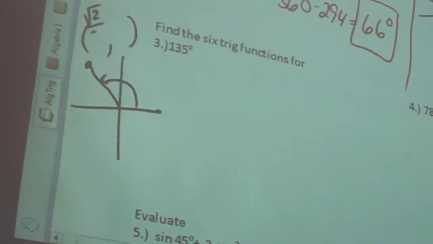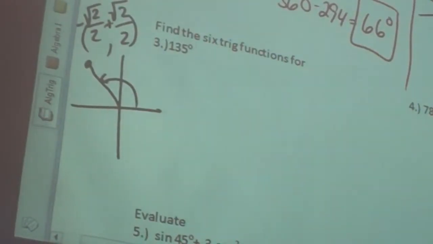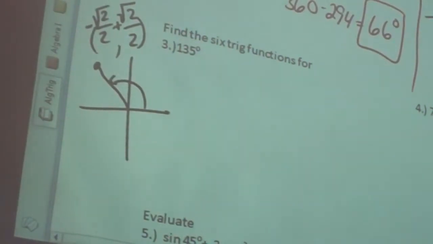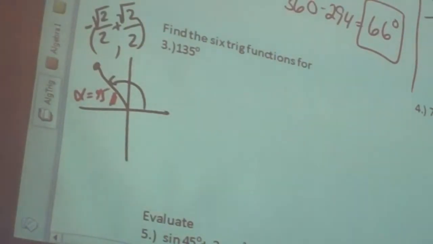I would know, because it's right in the middle, what's the coordinate point? Square root of 2 over 2, square root of 2 over 2. What's negative, what's positive? First one's negative. X is negative, second one's positive. Again, because I know that reference angle right there is 45 degrees, and I should know that my 45 degrees are square root of 2 over 2.